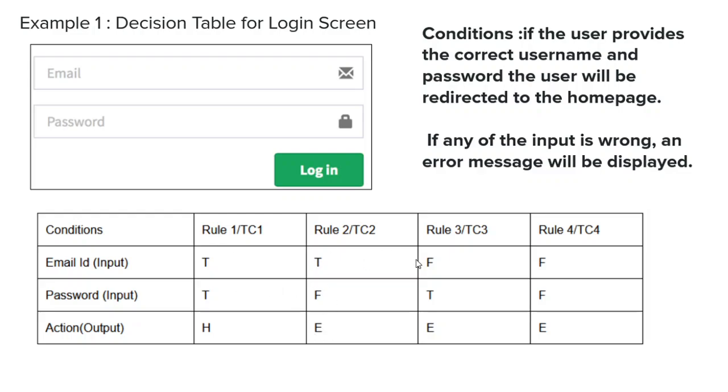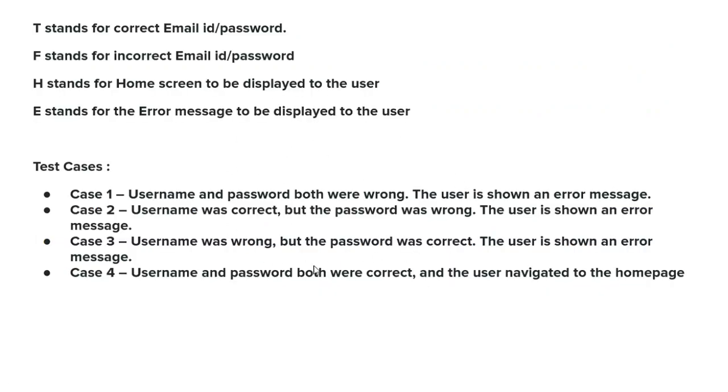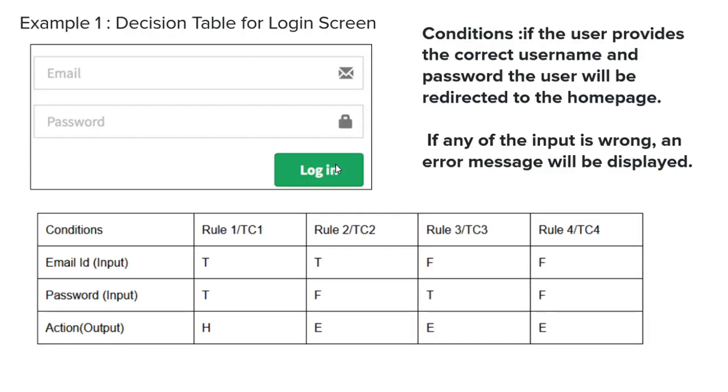So this is how we can create or use the decision table for multiple conditions and their respective actions. So we have to form the table like this, where each column basically represents a test case. So this is how we can create the different test cases. 4 test cases are created for these combinations of incorrect email ID and incorrect password.